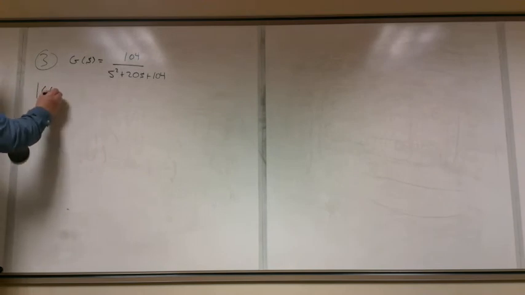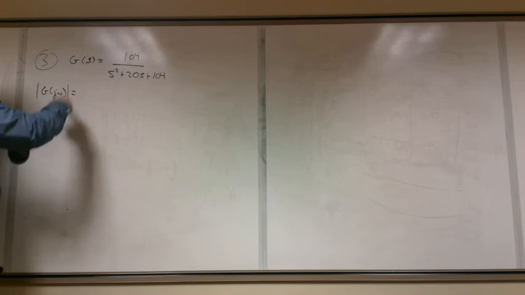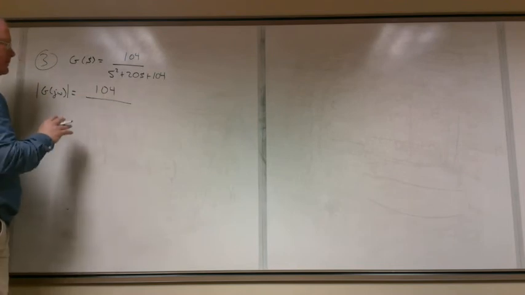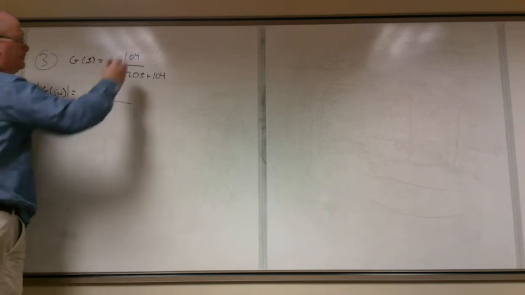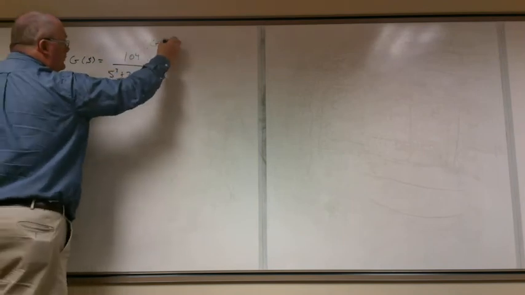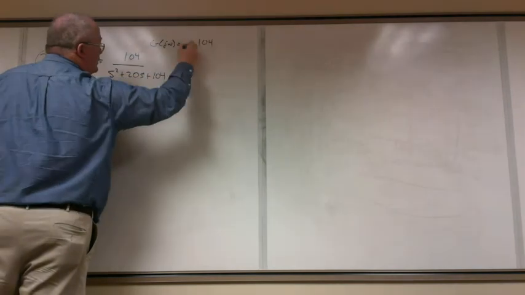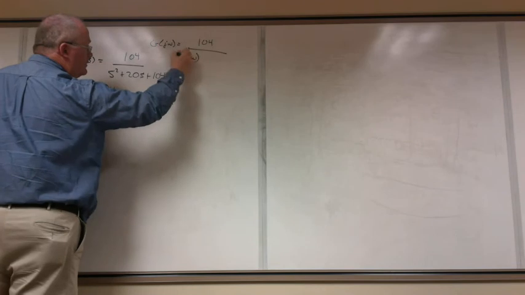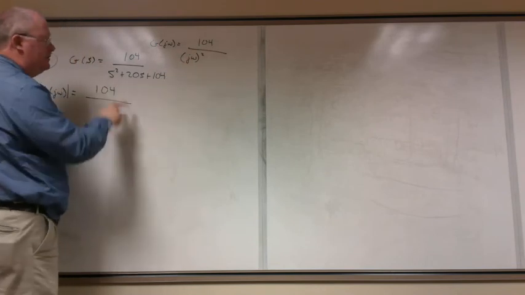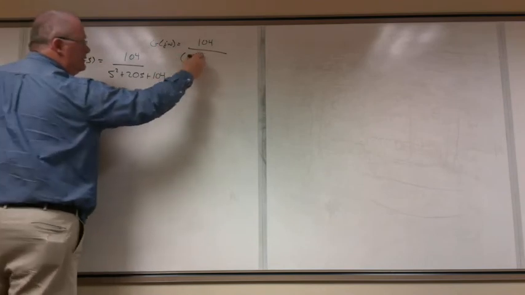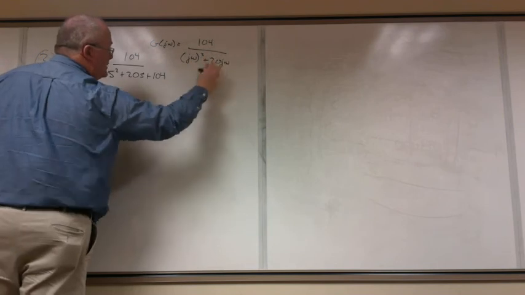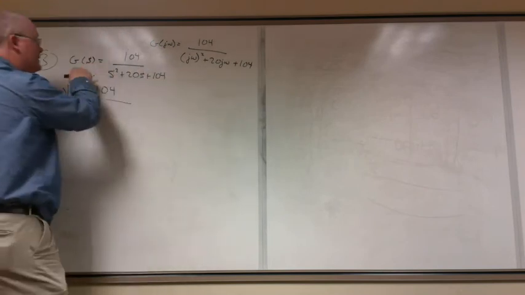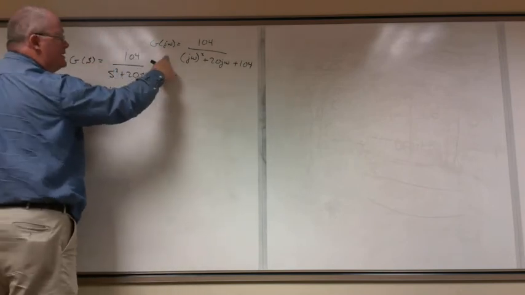Magnitude G of j omega is equal to the magnitude of the numerator, which is 104, divided by the magnitude of the denominator. Well, first I have to construct G of j omega, which is equal to 104 over j omega squared. You do leave the j in there when you have it as G of j omega. You have plus 20 j omega, that's for the s right there, plus 104.